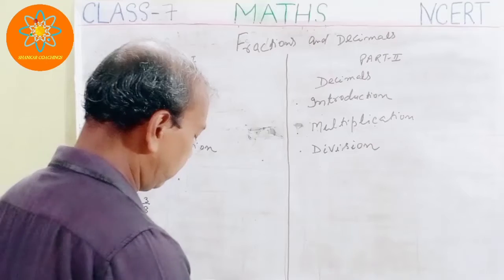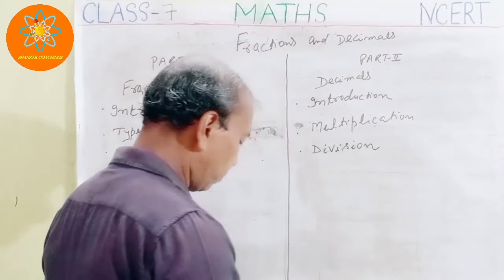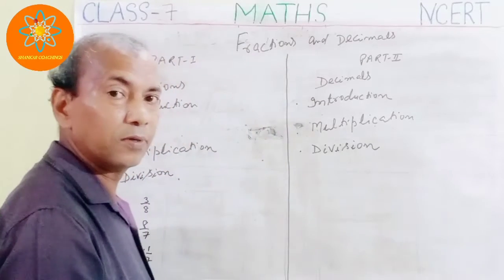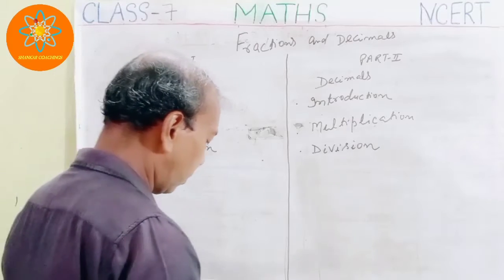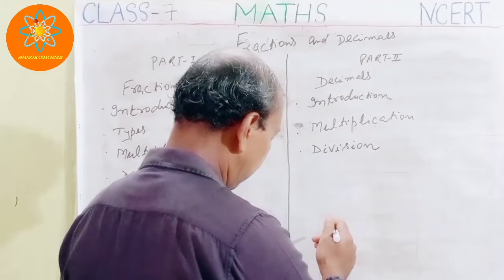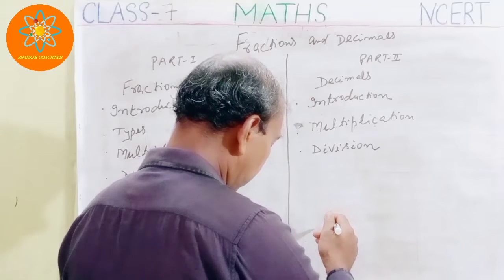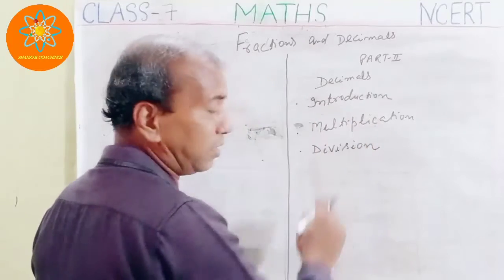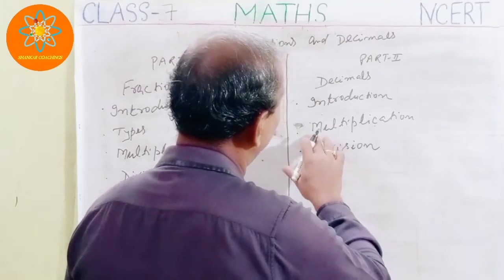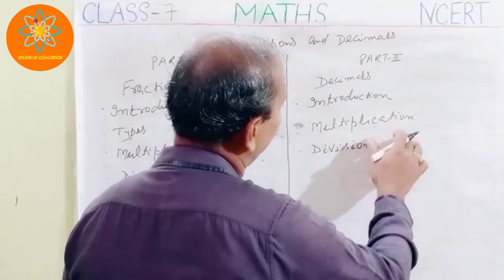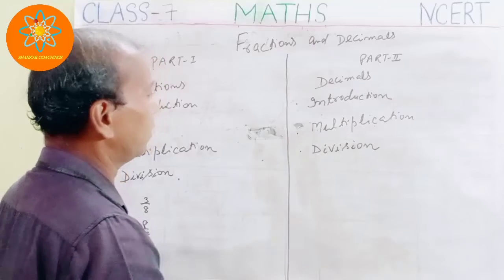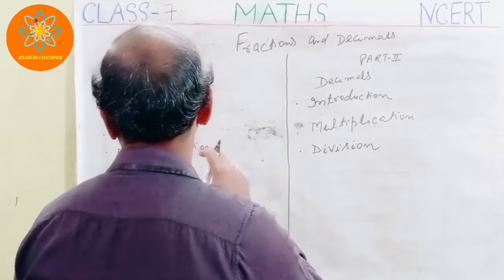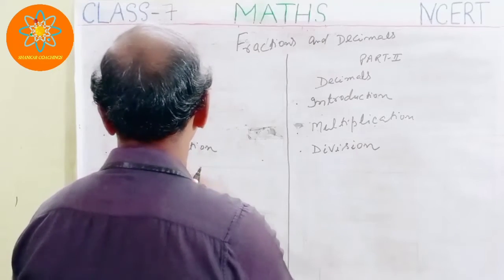Similarly, in the case of decimals, we represent the decimal on the number line, and we can add the decimal numbers and also subtract the decimal numbers. Basically, in the decimal case, we will study these two: multiplication of decimal numbers and division of decimal numbers. So I will start with the first one, that is fractions.